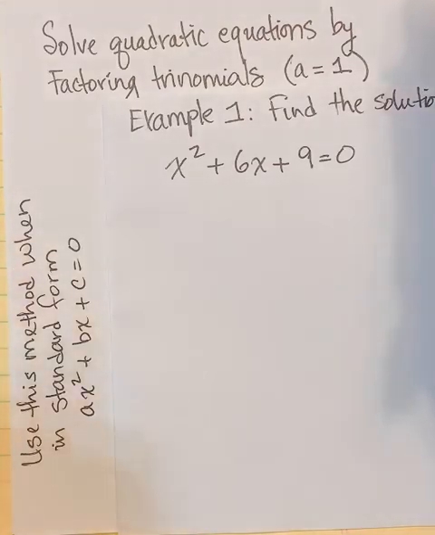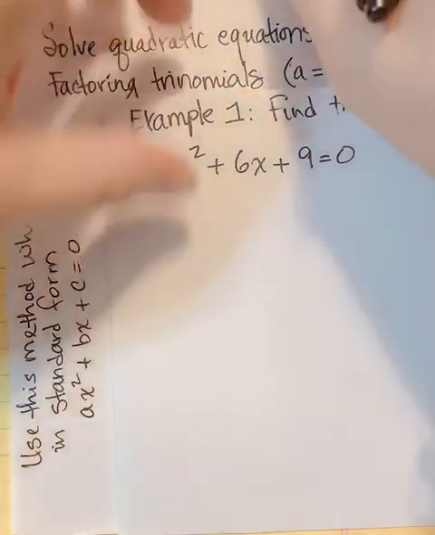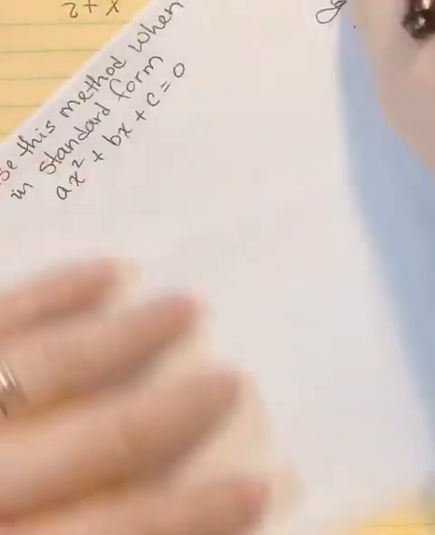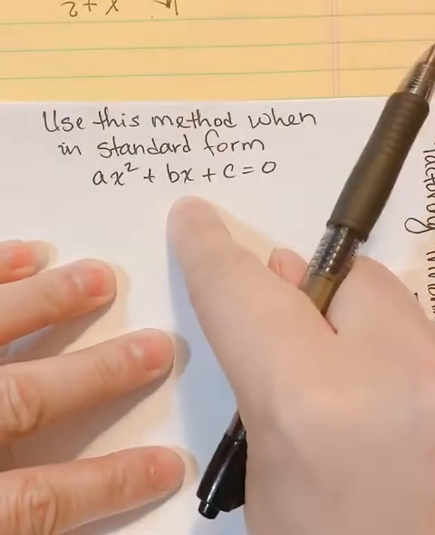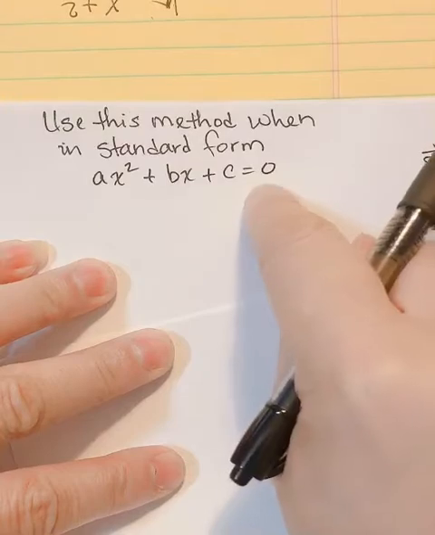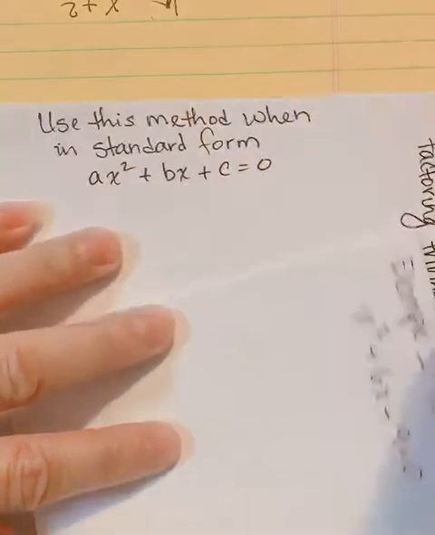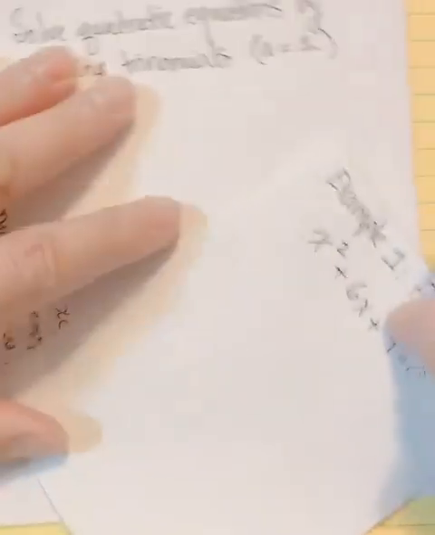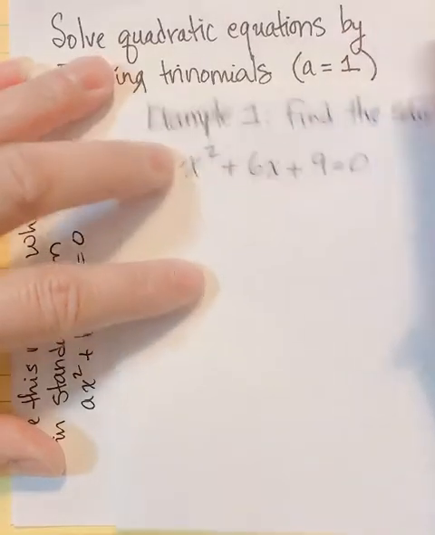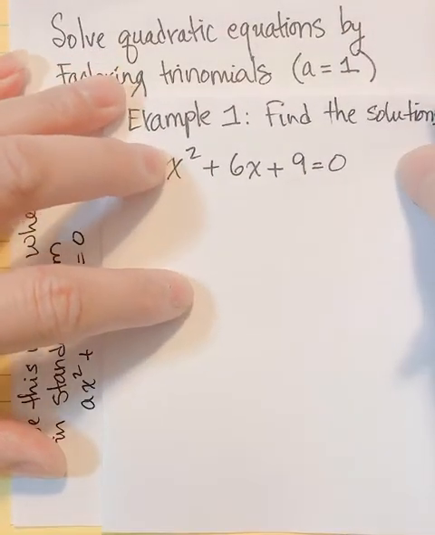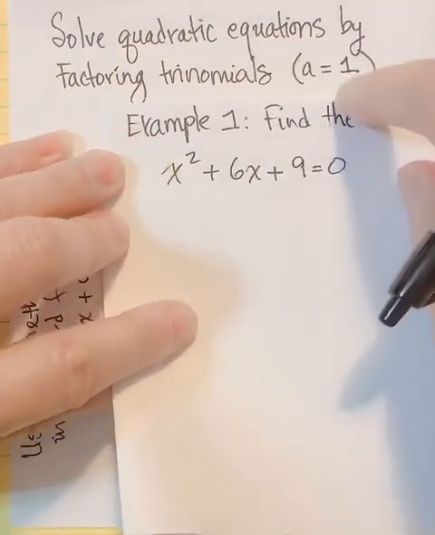Hi students, today I'm going to show you how to solve a quadratic equation by factoring the trinomial. You want to use this method when your equation is in the form ax squared plus bx plus c equals 0, and your a is going to be equal to 1. So we're doing the simple method. Next time I'm going to show you when a is not equal to 1.